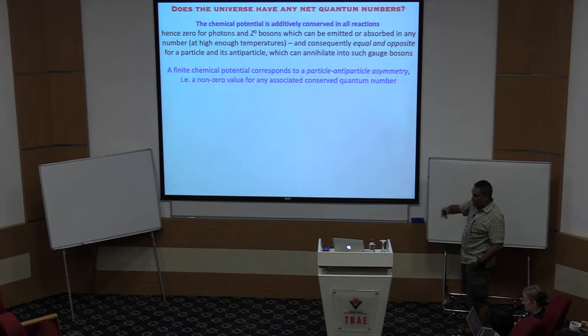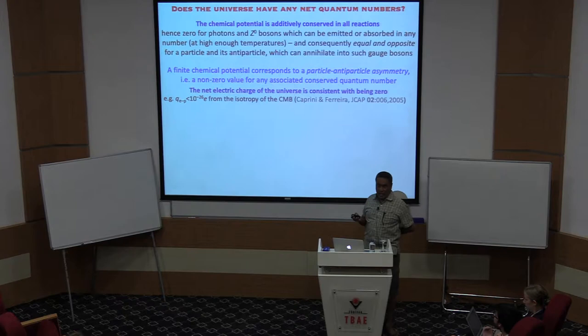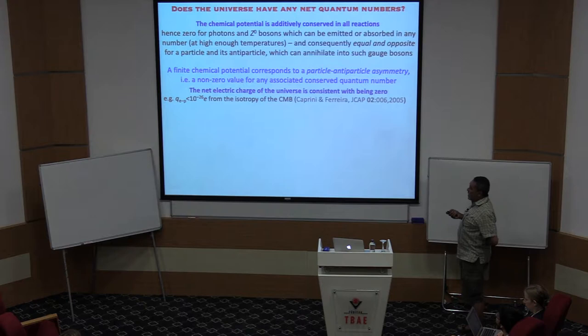So if you have a finite chemical potential, that corresponds to an excess of particles over antiparticles, or vice versa, right? So there is some associated conserved quantum number, right? Now, the first, the two gauge forces that we know of, electromagnetism and color, these are non-Abelian forces, and they carry an appropriate associated charge.